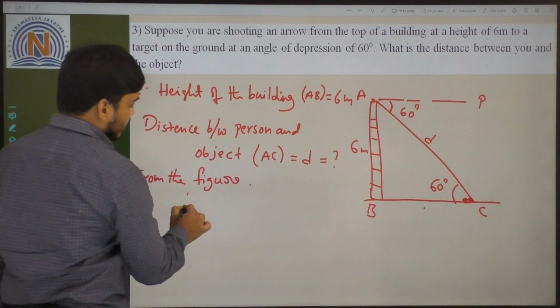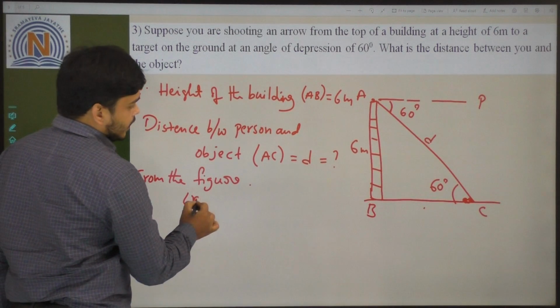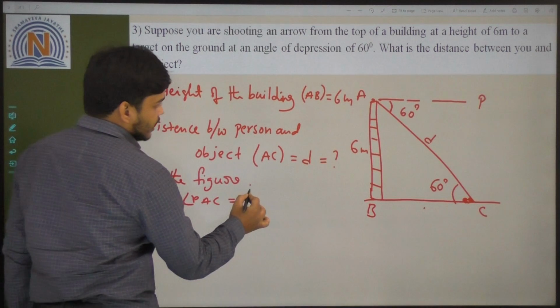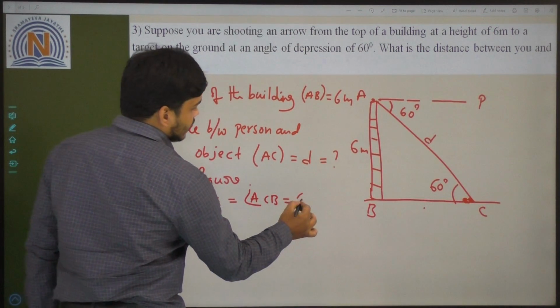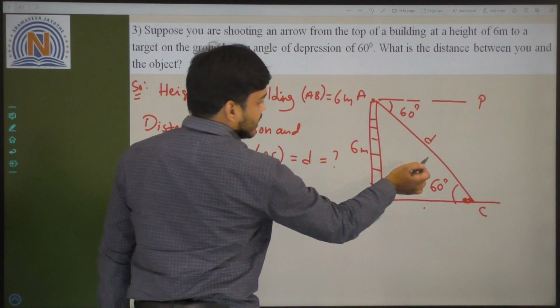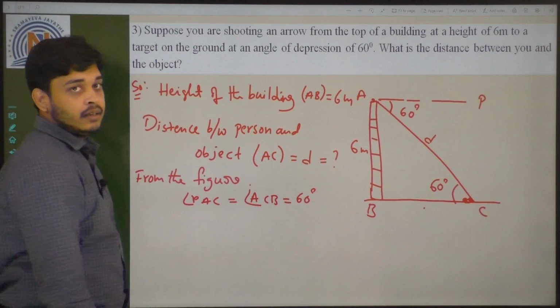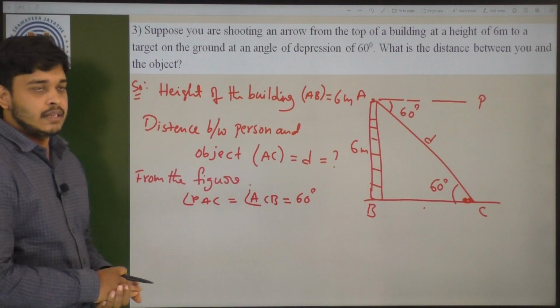here the angle of depression, that is angle PAC, is equal to angle ACB, that is 60 degrees. Why? Because these two are parallel lines. AC is a transversal, and AP is parallel to PC.